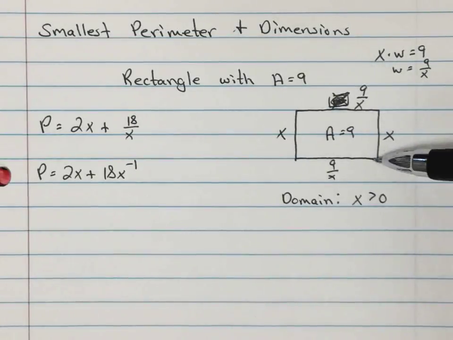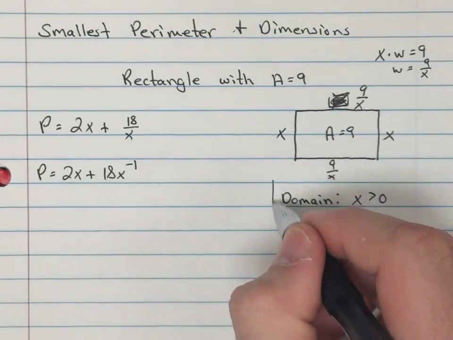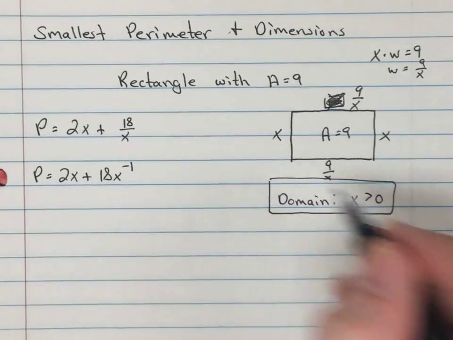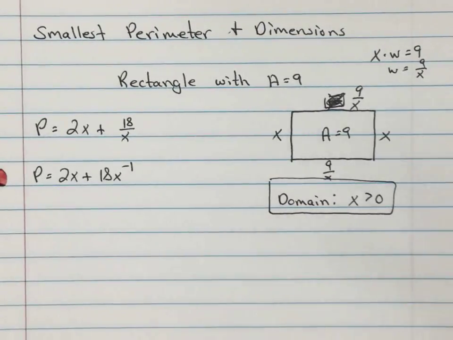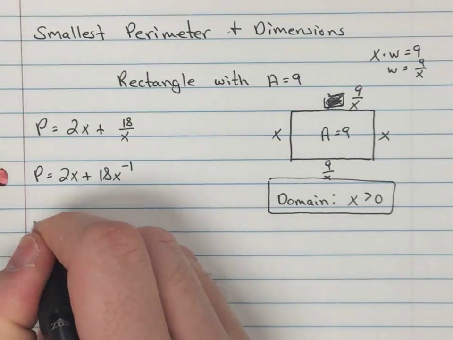Okay, if this is 1,000,000 and this is 9 over 1,000,000, you multiply the two, you still get an area of 9. So this is my only domain restriction. We've got to make sure that x is a positive number. X can't be -3 because it's a side length. So here, back to it.